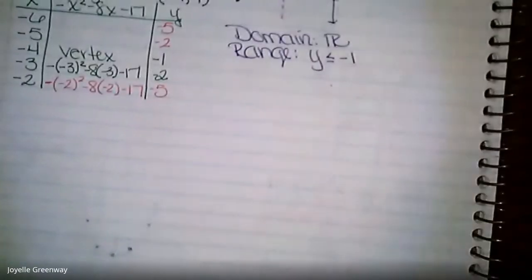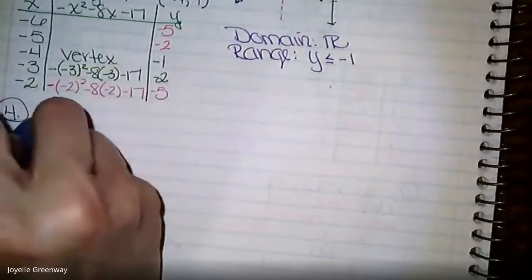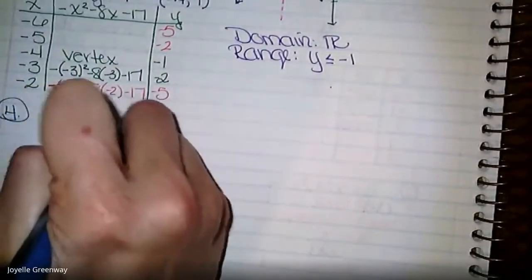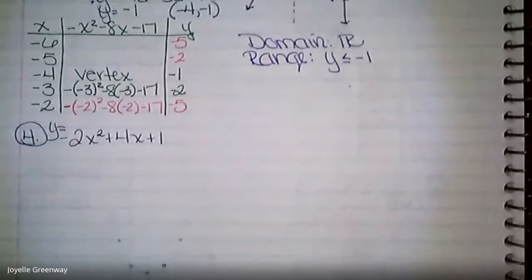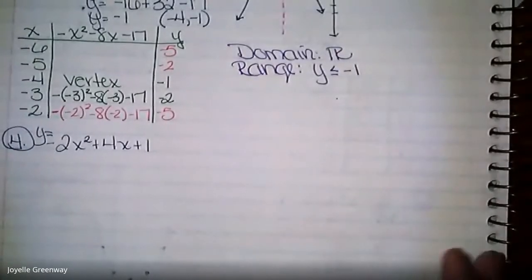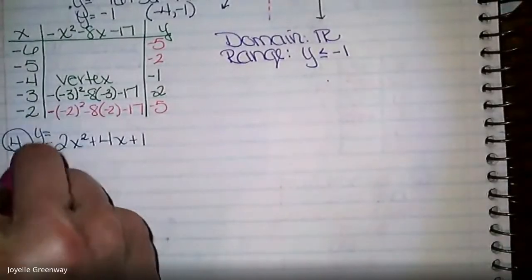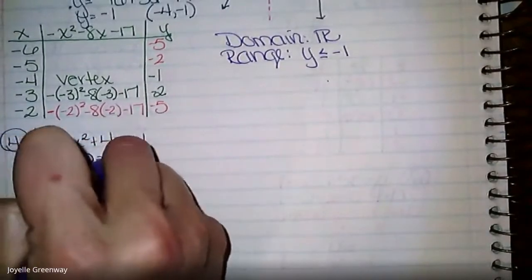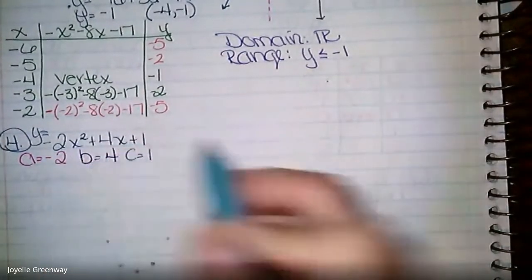And the last one I'm going to do for you is number 4. So number 4, we have -2x squared plus 4x plus 1, and that's equal to y. Keep forgetting to do that. All right, so let's list out our values here. So A is -2, B is 4, and C is 1.